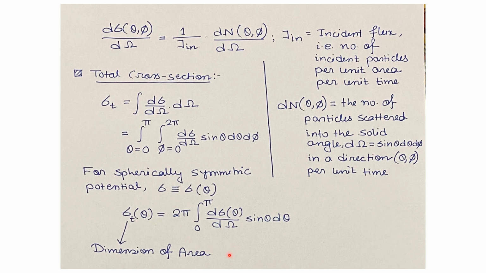Now the dimension of the differential scattering cross section and the total scattering cross section is area, and the typical unit used for scattering cross section is the barn. One barn is equal to 10 to the power minus 28 meter square.